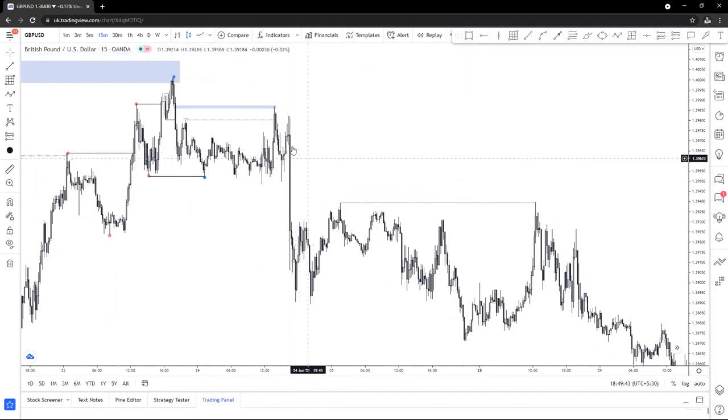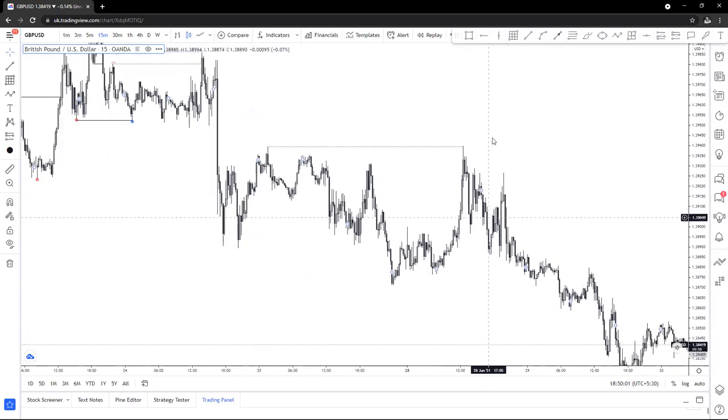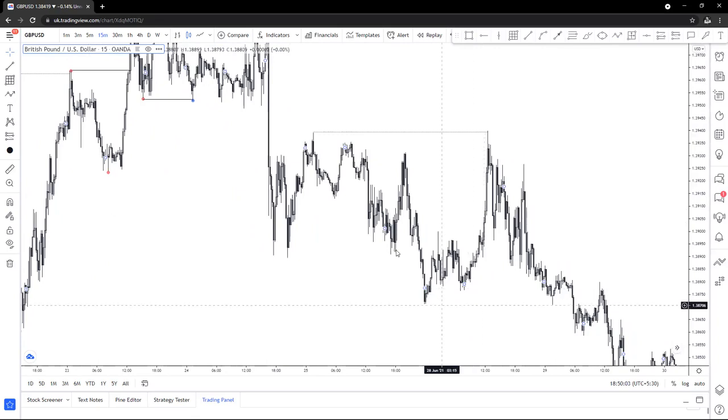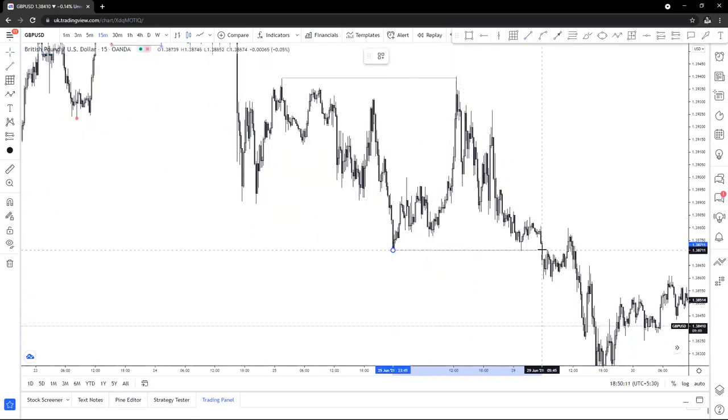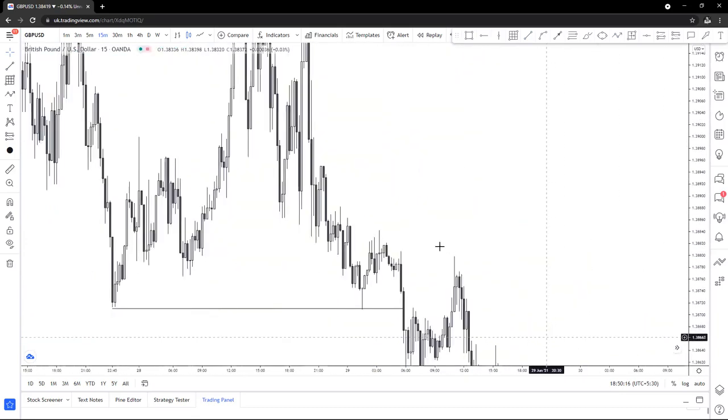No, there is no liquidity. So is there any reason for price to go back higher into this? No, right? There's nothing in this area. You see that? So what price did was this: it went back high and then broke structure here, right? It broke structure, and then it came back down.